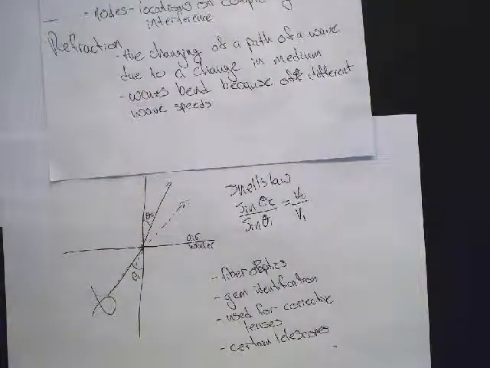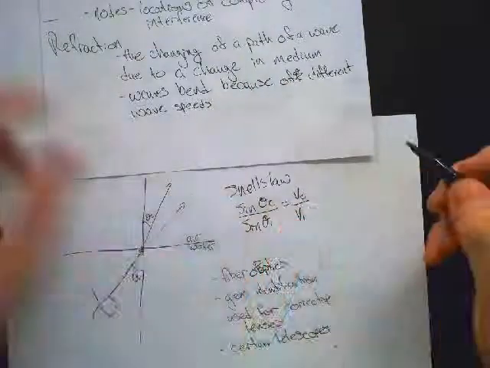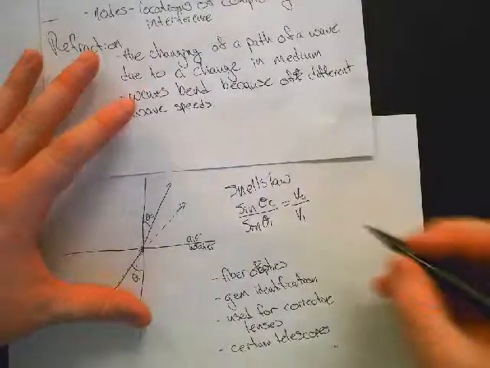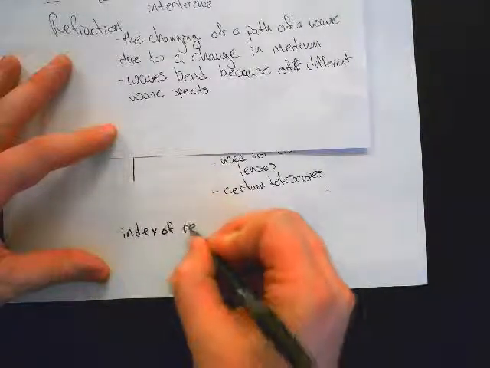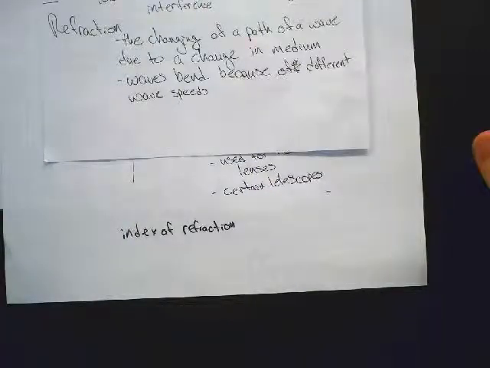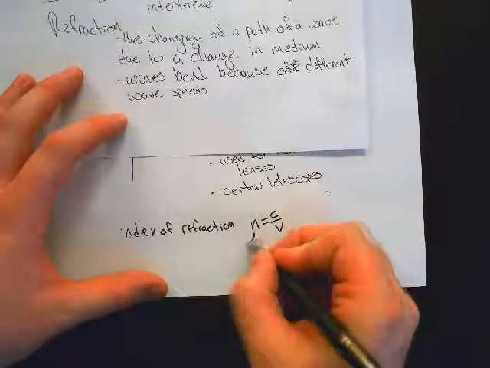One piece that I need to add on here, where did I set all my pens? There we go. I have this set up equal to V2 over V1, but there's another term that we can use when we talk about refraction, and that's an index of refraction. An index of refraction is a ratio between the speed of light in a medium, or the speed of a wave in a medium, and the wave speed in a vacuum, or the speed of light in a vacuum. Index of refraction is n equals c over v, where n is the index of refraction.